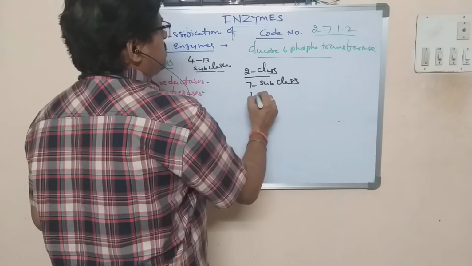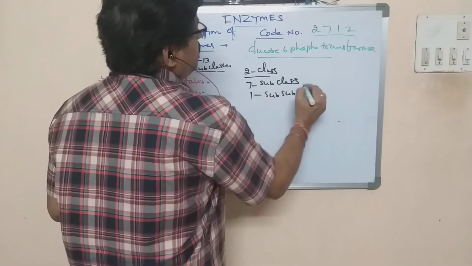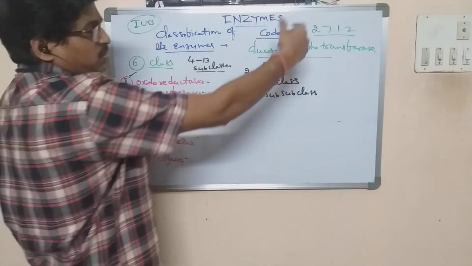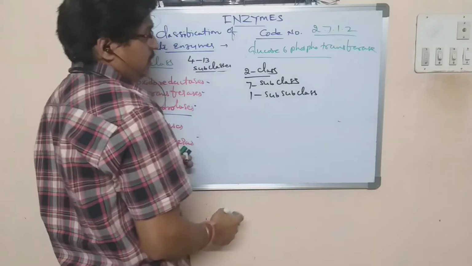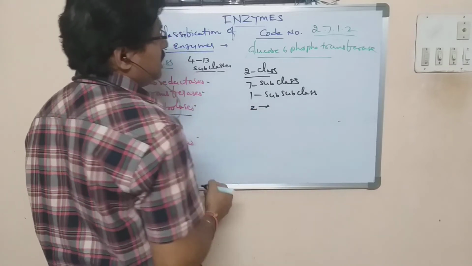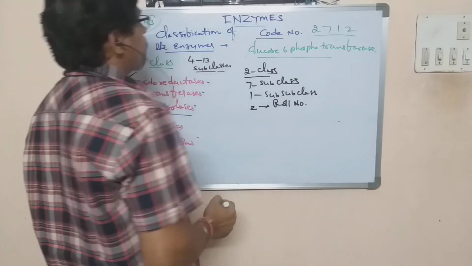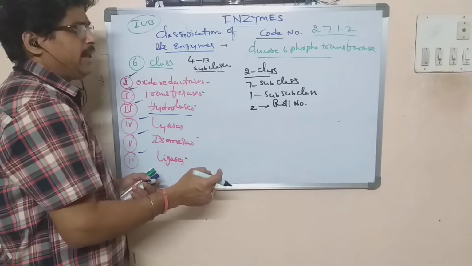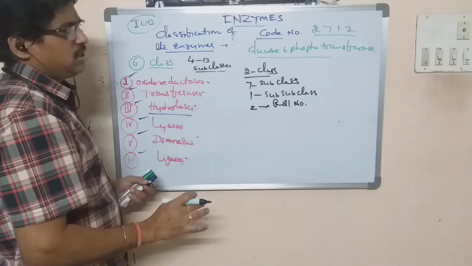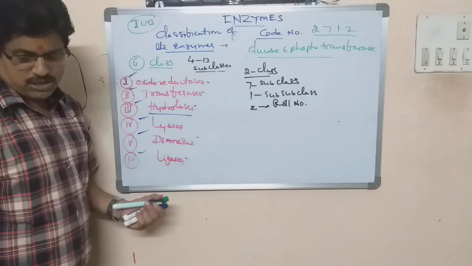And the next one is called the sub-subclass. It shows on which atom the transfer is going to happen, which group is transferring and where it is transferring. And the last number, 2, indicates the serial number. So this is the enzyme code. Like that, whatever enzymes there are, all of them are given code numbers like this. One example is mentioned in this manner.